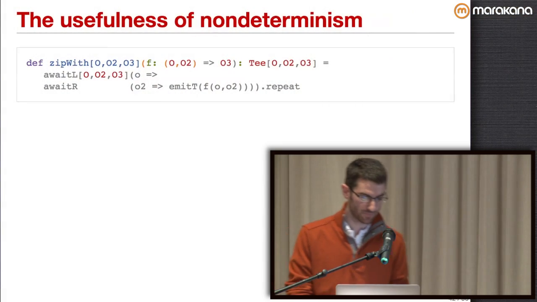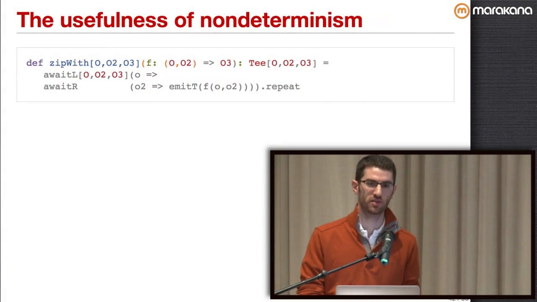Okay, but there's just one problem with what we have so far. So the problem is that we're forced to be completely explicit about the order that the effects are happening throughout the entire network. So to see why this is kind of a problem, let's go back to the zipWith definition from earlier.